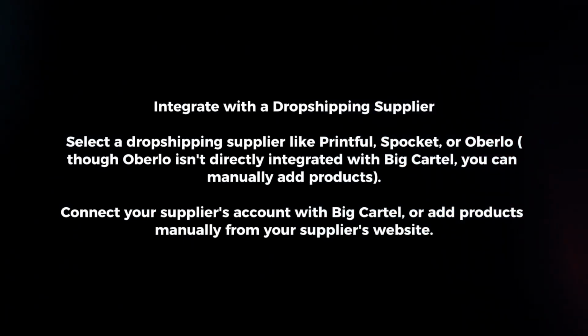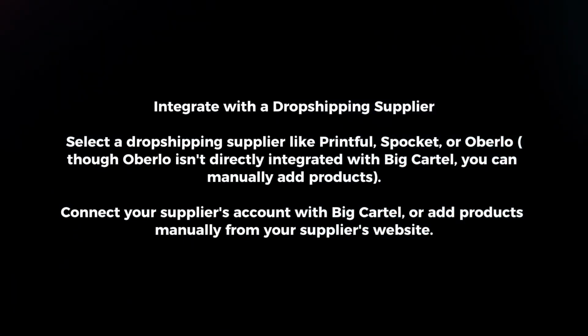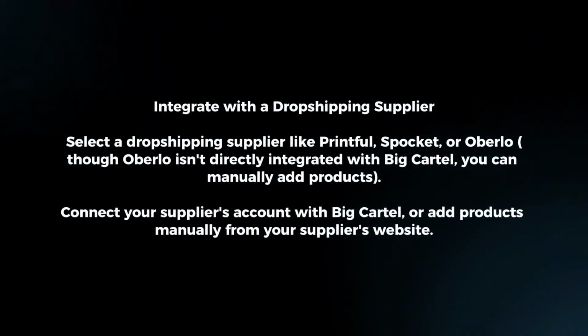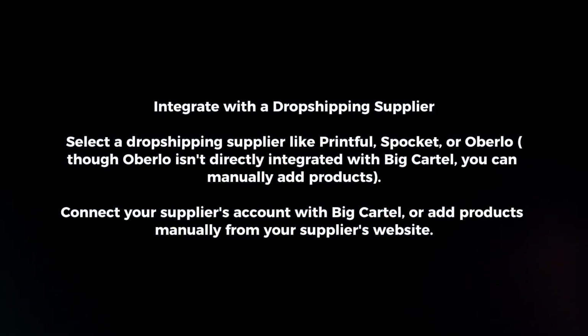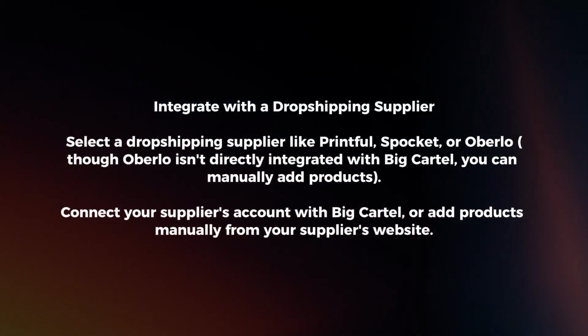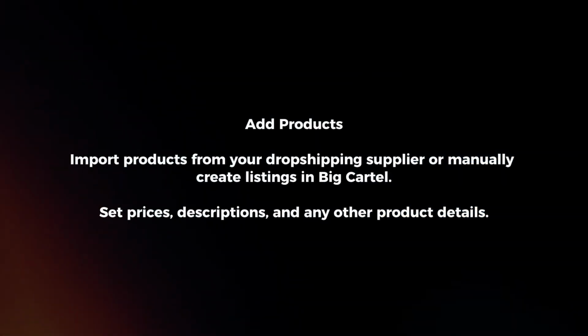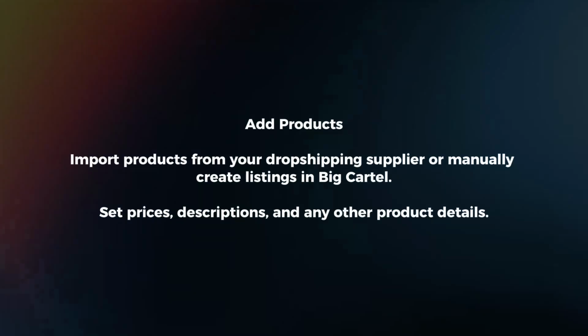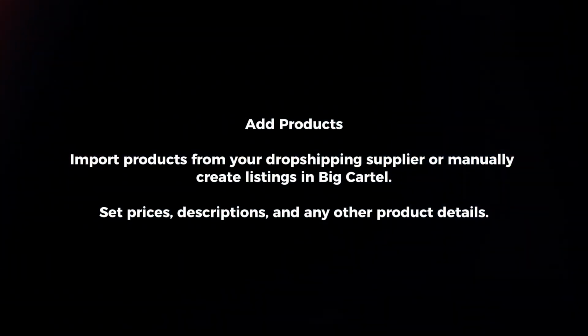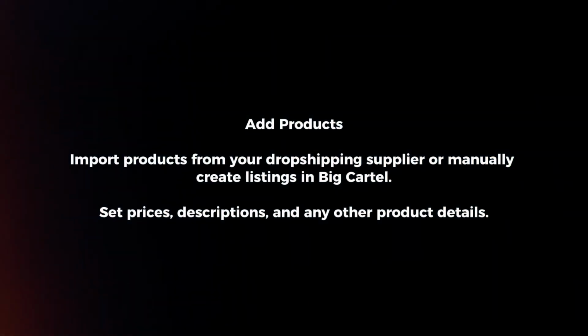Integrate with a dropshipping supplier. Select a dropshipping supplier like Printful, S-Pocket or Oberlo. Connect your supplier's account with Cartel or add products manually from your supplier's website. Add products. Import products from your dropshipping supplier or manually create listings in Cartel. Set prices, descriptions, and any other product details.